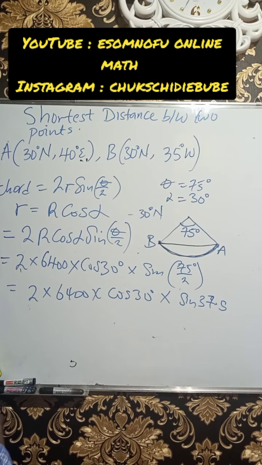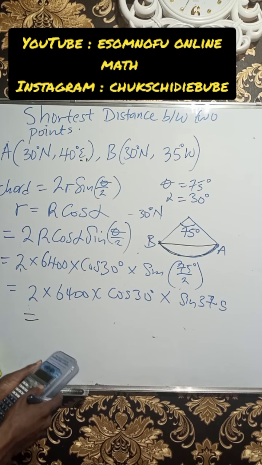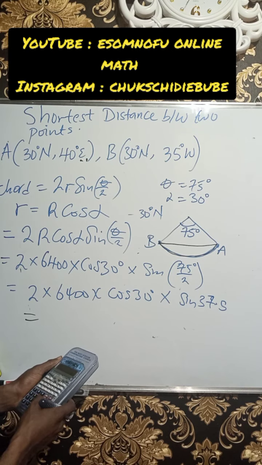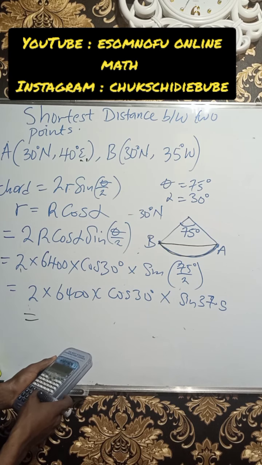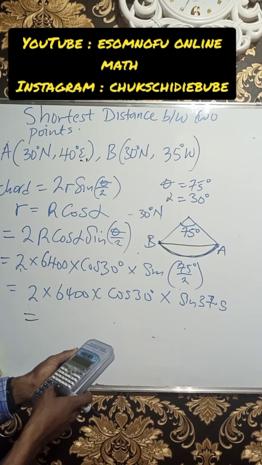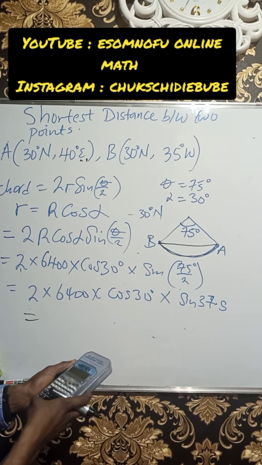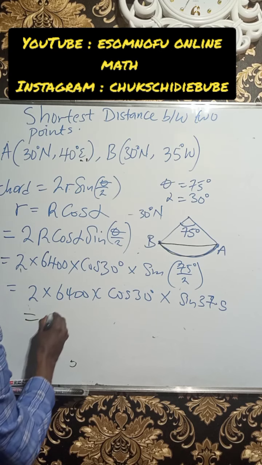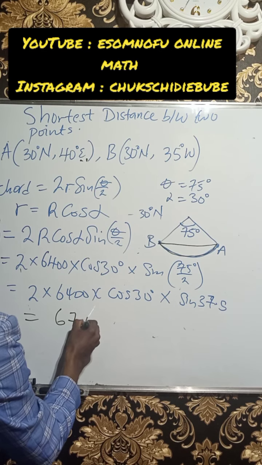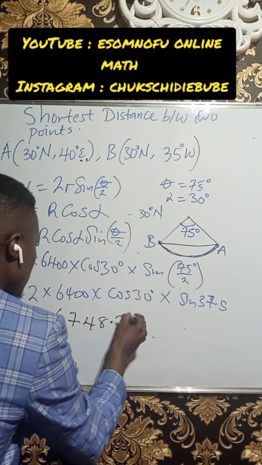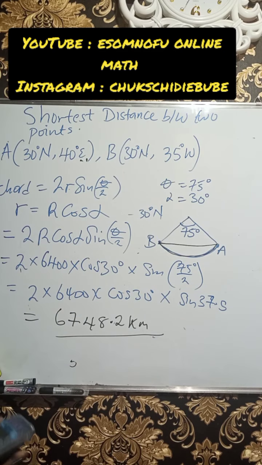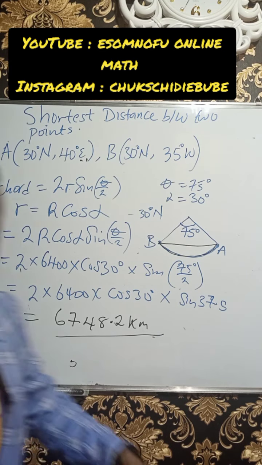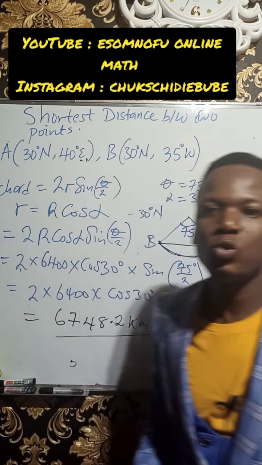So without wasting time, let me just use the calculator and compute the distance. 2 times 6,400 times cosine of 30 degrees times sine 37.5. This will give me around 6,748.2 kilometers approximately. So you've now seen how you can get the shortest distance between 2 points.